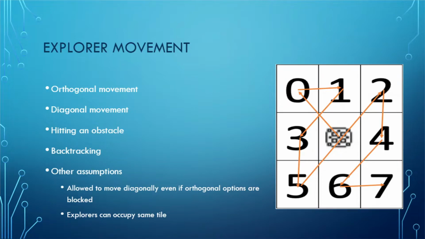Two more assumptions were made. First, we allowed the explorer to move diagonally even if orthogonal options were blocked. So in the picture on the right, if there was an obstacle in the direction of 1 and 4, the explorer could move in the direction 2. Secondly, we allowed explorers to occupy the same tile. Looking at the image on the right, we can see an example of a search order depicted by the orange arrows. The search order depicted is 0, 1, 3, 5, 2, 4, 6, 7.